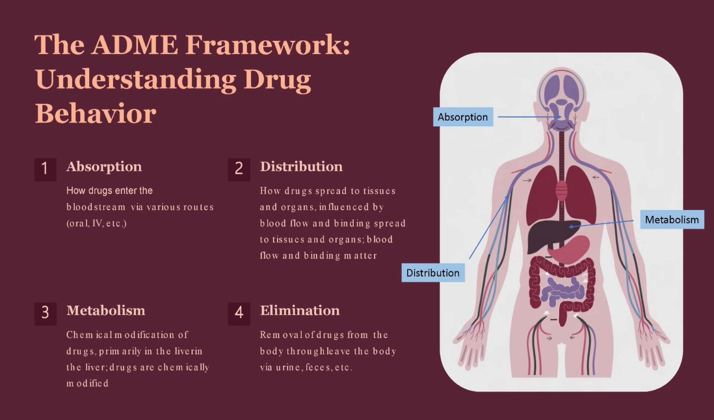Metabolism. Metabolism is the process where drugs are chemically modified, primarily in the liver, to prepare for elimination. Enzymes like cytochrome P450 convert drugs into active or inactive metabolites. In the picture, the liver is highlighted as the main site of metabolism, showing how this organ transforms drugs for the next stage.